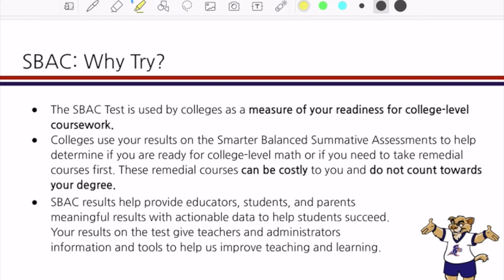Here, I'd like you to make a note that the remedial courses that you take or that you may need to take if you score low enough on the test are courses that you are required to pay for, even though they do not count towards your degree. Doing well on the test also helps the Canyon because it becomes a part of our dashboard score. So you want to do your best on this test because you have Cougar Pride.